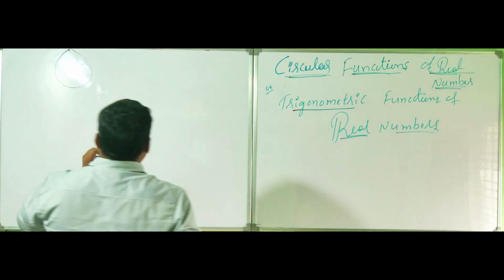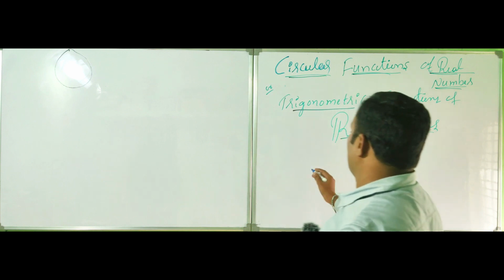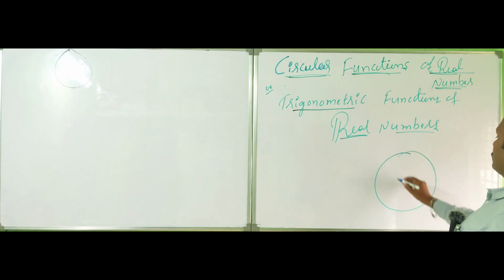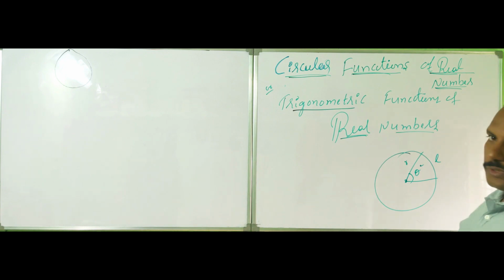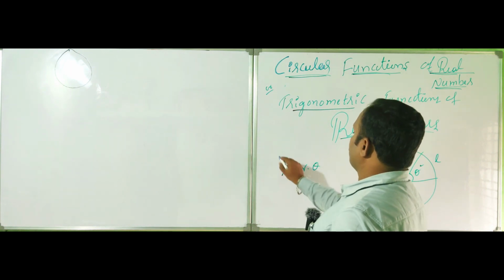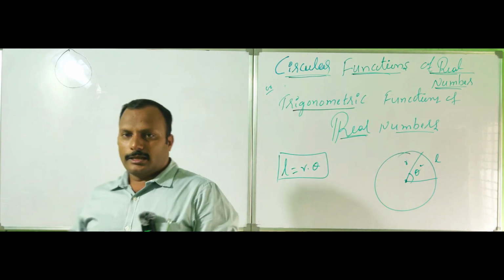Okay, students. In previous classes we know that for any arc, this is a circle of radius r, arc length L, and theta in radians. We know the relation between theta, r and L: L is equal to r times theta.